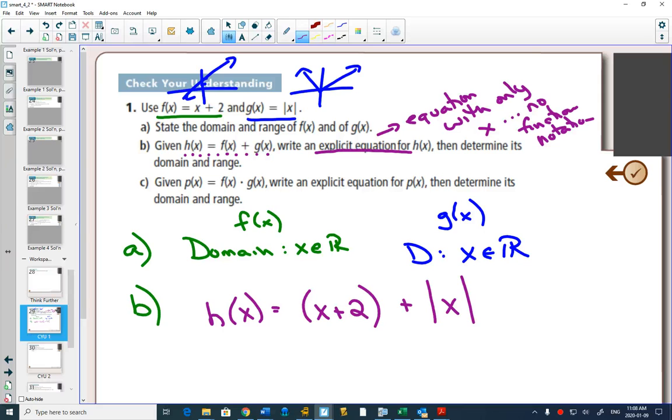Does it make sense that if the domain is everything in the green graph and the domain is everything in the blue graph, and you're adding, this is true for adding, subtracting, and multiplying, that your domain for our function is going to be everything? But to figure out the range, we need to know what the graph looks like. So we want to add this graph plus this graph.